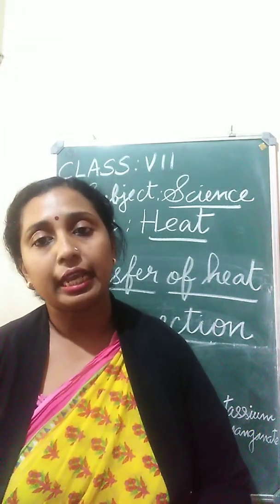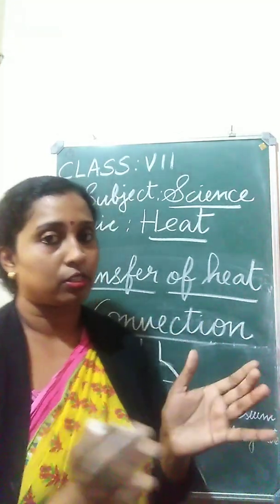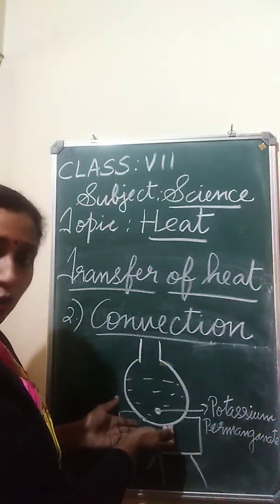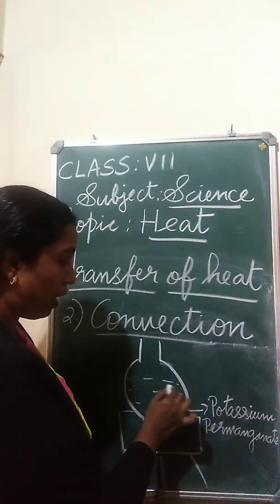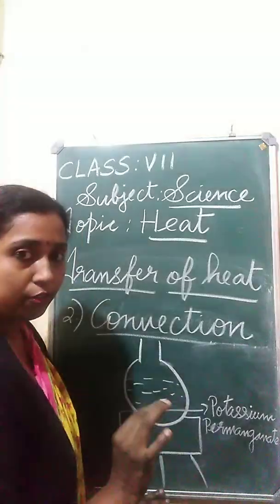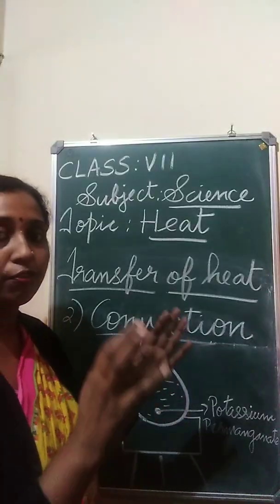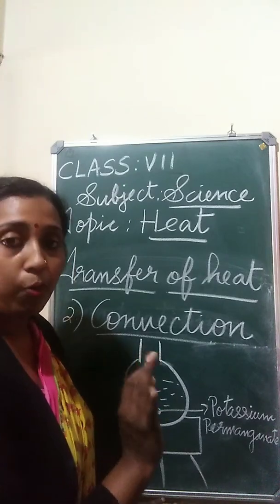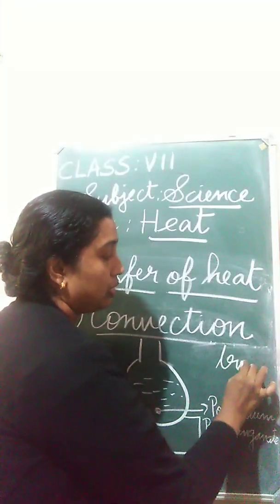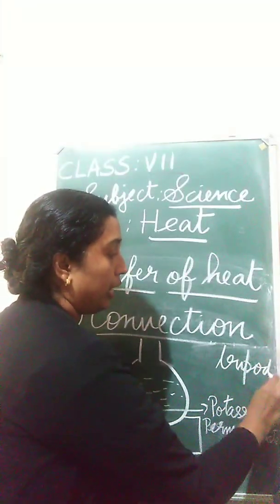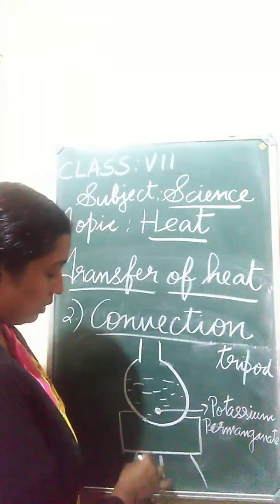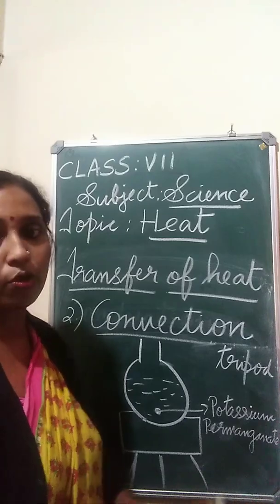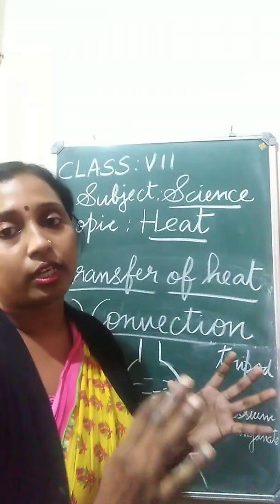For that you have to take a round bottom flask and fill it with water. After that, you have to place the flask on a tripod. Tripod means a three-legged stand. Three-legged stands are called tripods. You have to place the flask on the tripod.